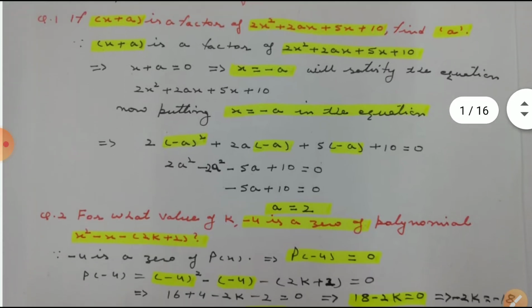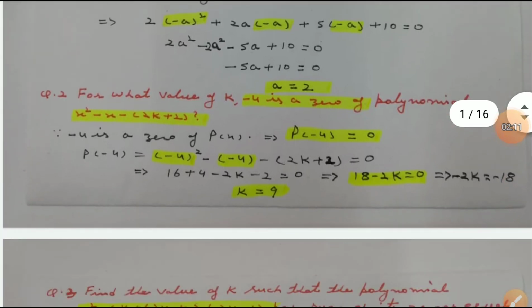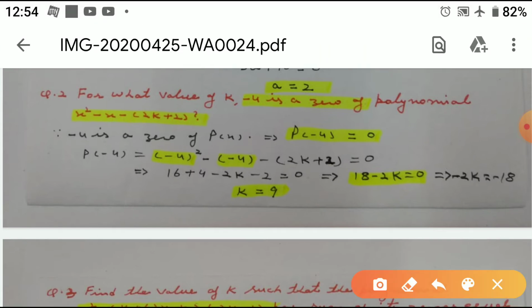Now come to the next question, that is question number 2. For what value of k is minus 4 a zero of the polynomial? Minus 4 is a zero of p(x). Minus 4 is the zero of the given polynomial. Right? The polynomial is this, x square minus x minus bracket start 2k plus 2 bracket close.